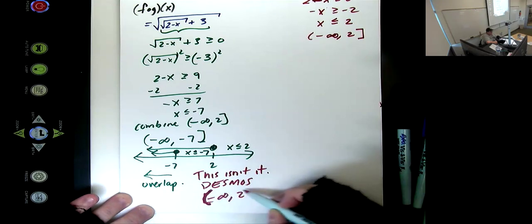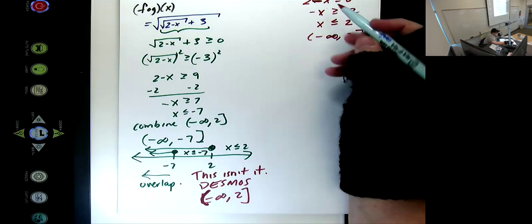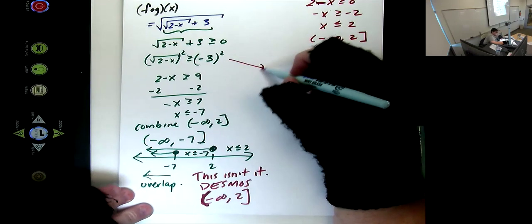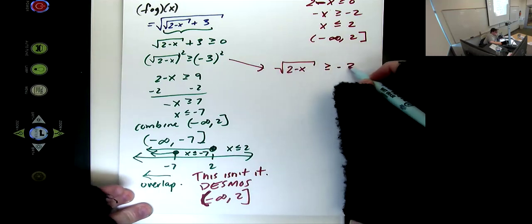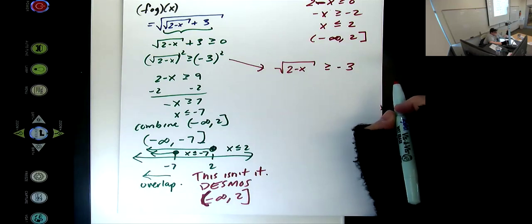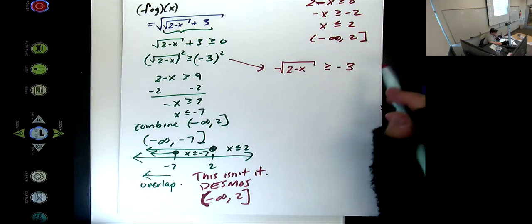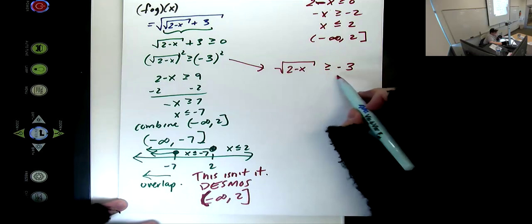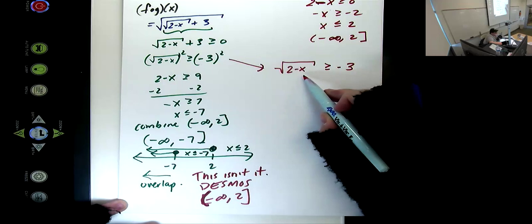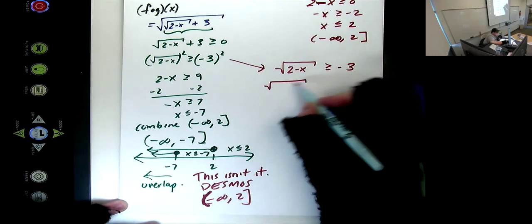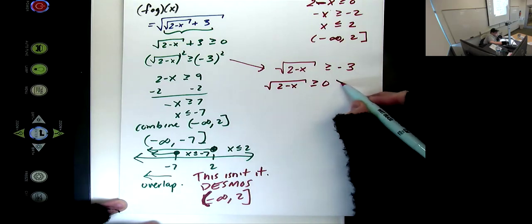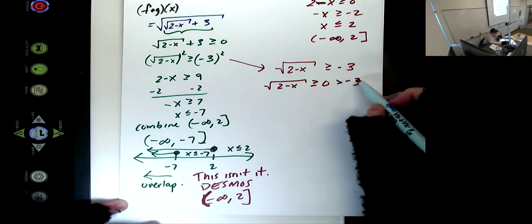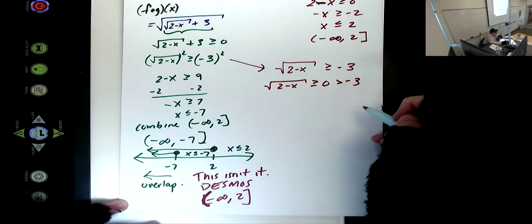And the issue stemmed from here. We had the square root of 2 minus x is greater than or equal to negative 3. Squaring both sides is a valid operation, but there is more of a restriction here than that. Of course it's greater than negative 3, it's a positive number. Really, the square root of 2 minus x is greater than or equal to 0, which is greater than negative 3. So we can do better than negative 3, we can include higher numbers.